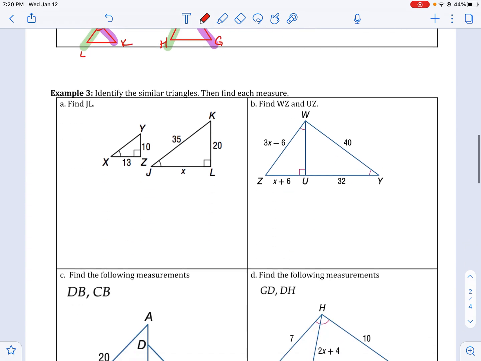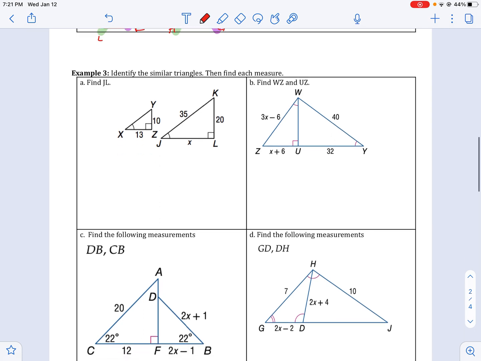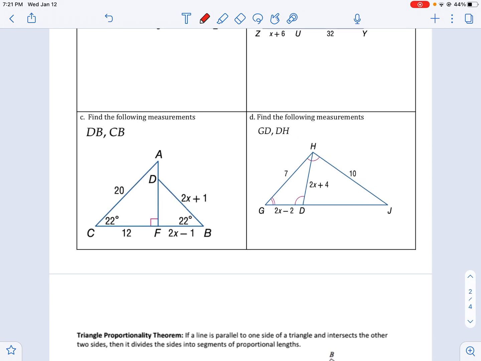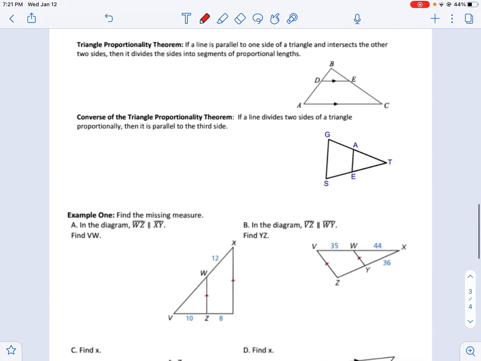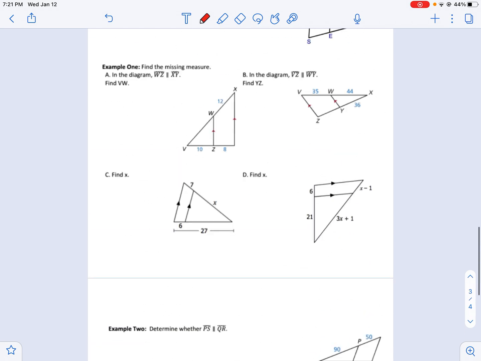Now you can do A on your own, that's not too bad. In our next video, I'm going to show us how to identify the corresponding parts in a pair of triangles, and then in our third video on 7.3 and 7.4, we'll do our triangle proportionality theorem. Check out those other two videos in just a minute, and I will see you soon.